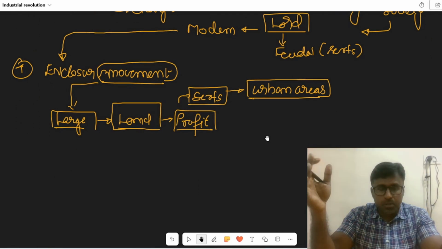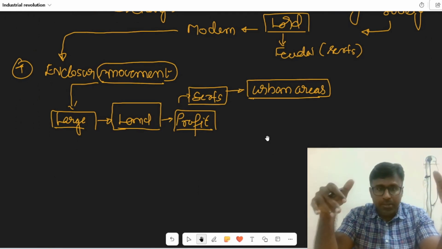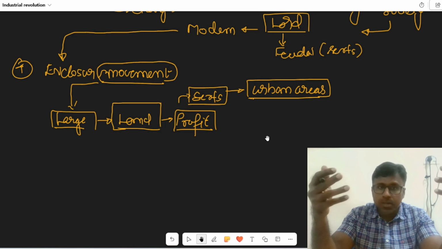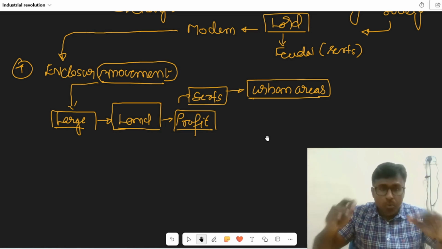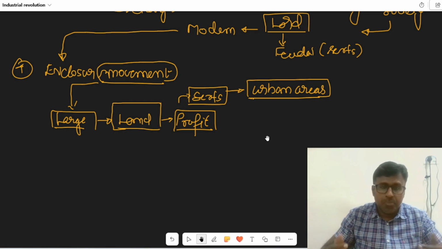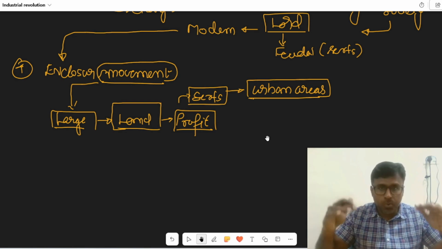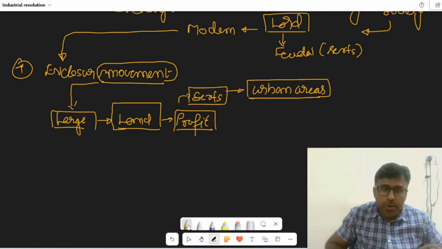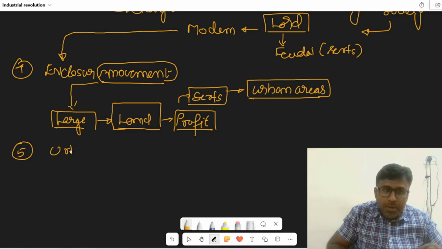Basically, they enclosed all the lands. They wanted to increase the profit and the production as well, and hence they wanted to increase the land. If you have a parcel of land you cannot increase it, so you increase the surface area and you can increase the productivity. As a result, these serfs who were dependent on the feudal laws now had to go in search of some other job. Hence there was an urban revolution.